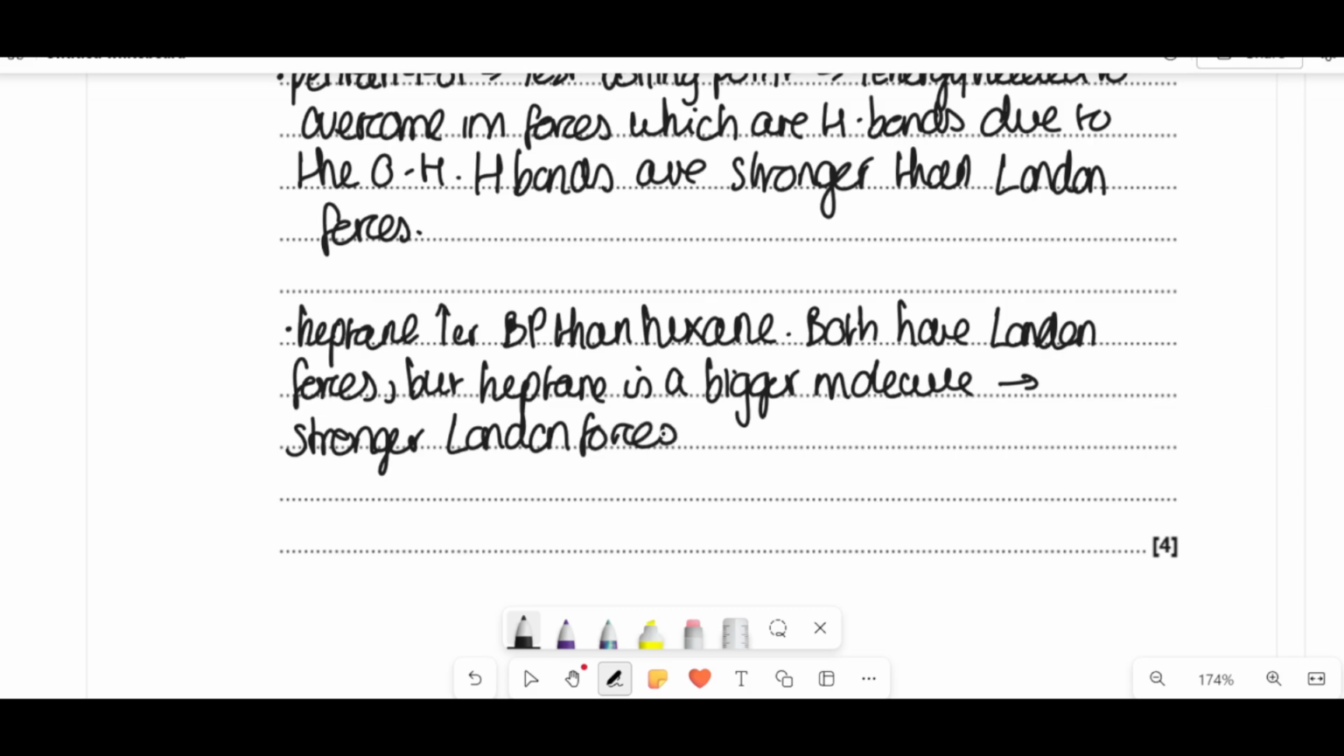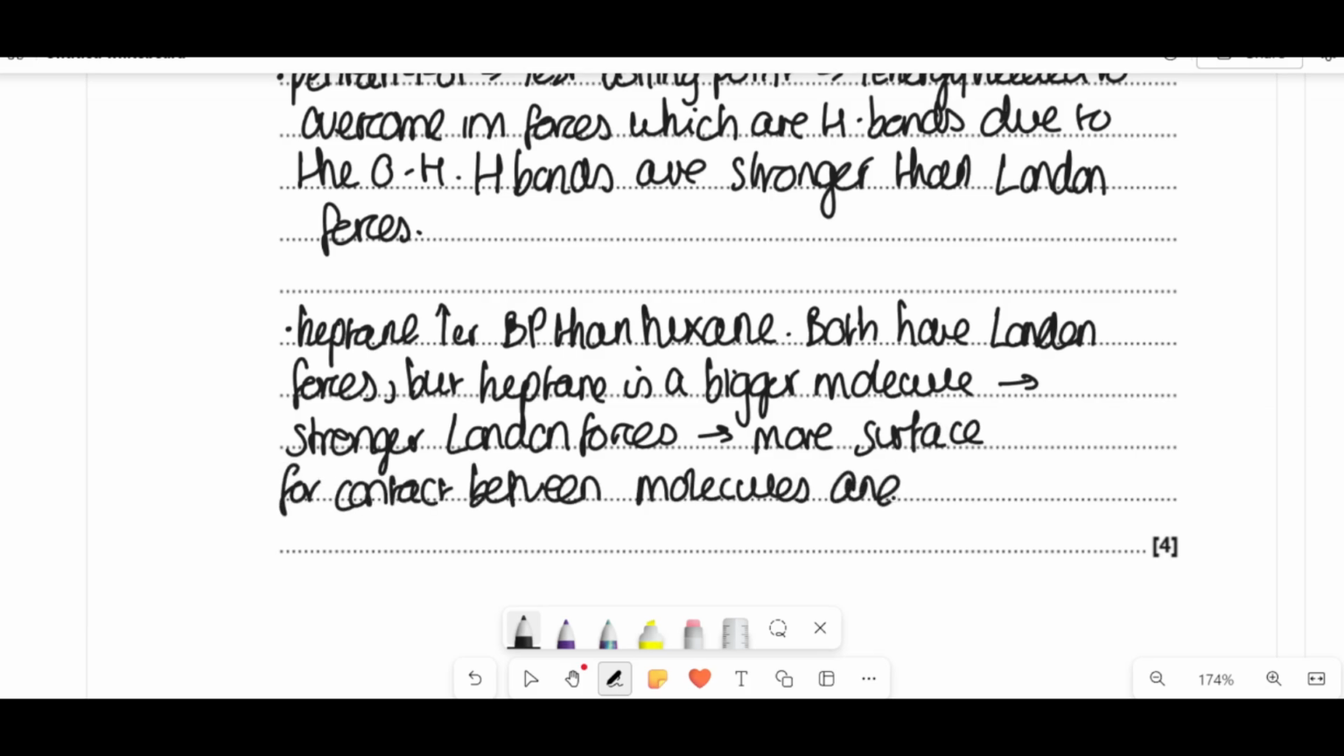And then this should ring bells as to why. It will flag in your head, oh, this is why. It's because there's more. Well, there's two things. There's more surface for contact between molecules, and there's more electrons as well.